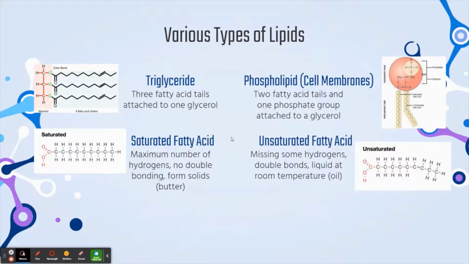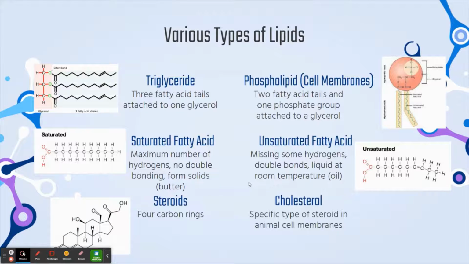However, there can be an unsaturated fatty acid, which means there's a kink in the tail, which means there's a double bond because there are not enough hydrogens to sufficiently bond together to make it straight. And since it's missing some hydrogens and there are double bonds, the structure will not be as rigid as a saturated one, so they will be liquid at room temperature. An example of this would be your common vegetable oil.